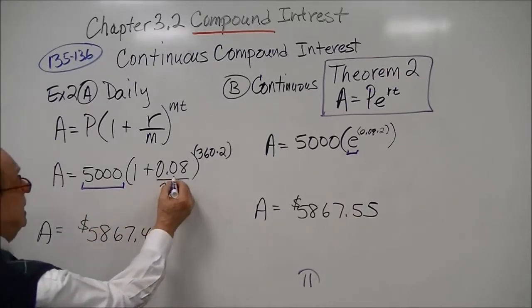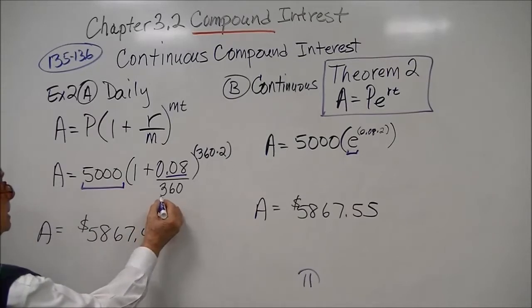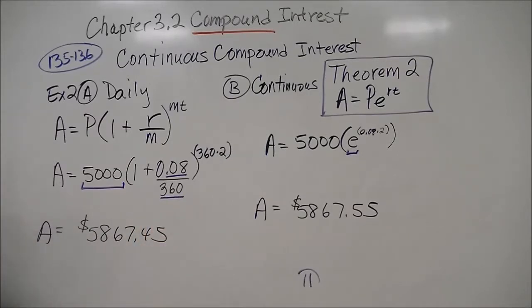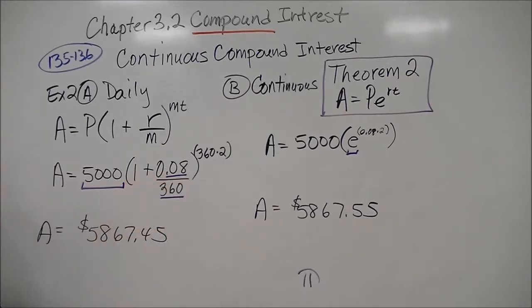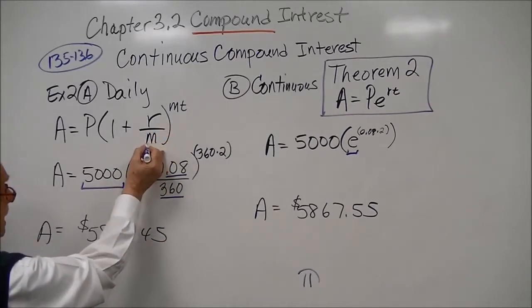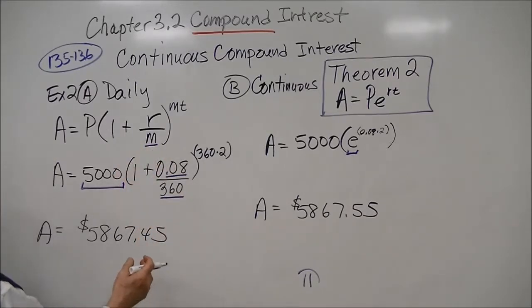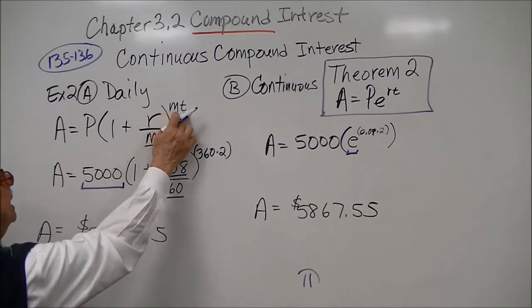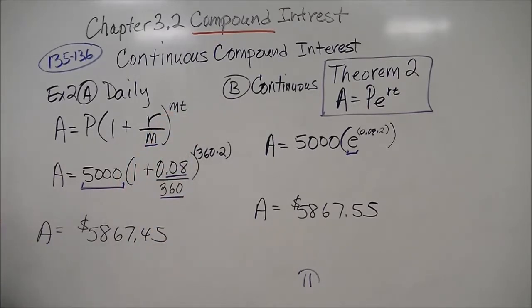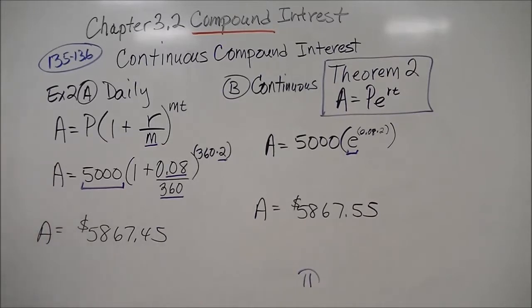Our interest rate is 8%. So on a daily basis, by the way, that would be 360 days. The 1 is part of the formula. And then this M, you recall, is the number of times it's going to be compounded in a year. And then we use that up there as well as multiply it by the number of years. And as you see here, the number of years will be 2.